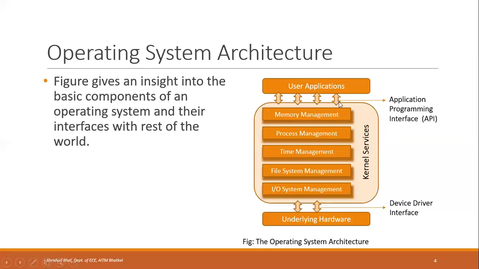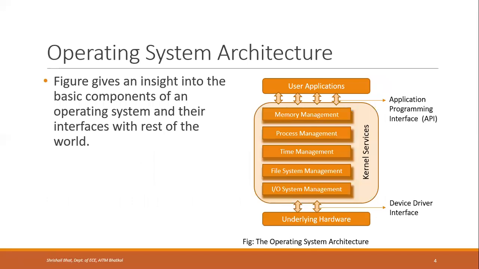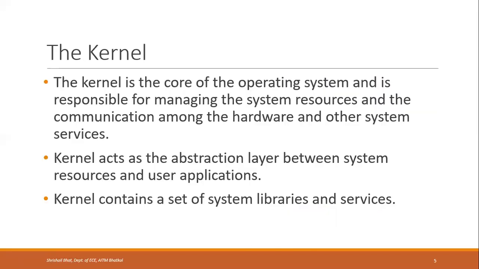So these kernel services form the core part of your operating system. Most of these services you have briefly studied, maybe in operating systems, so again, we will try to revise them. The kernel is the central part, or you can call it the core, of the operating system, and it is responsible for managing the system resources and the communication among the hardware and other system services. The kernel acts as the abstraction layer between the system resources and the user applications.